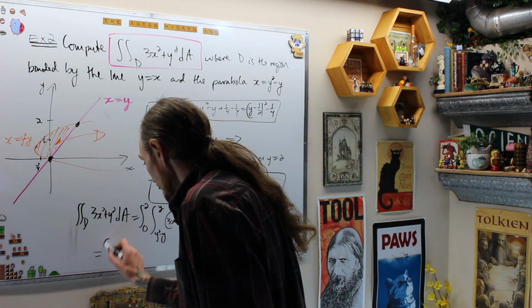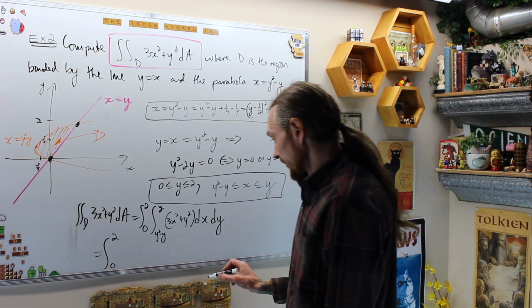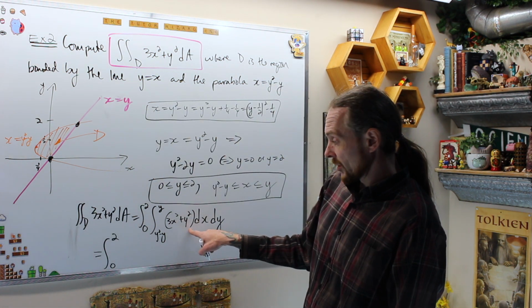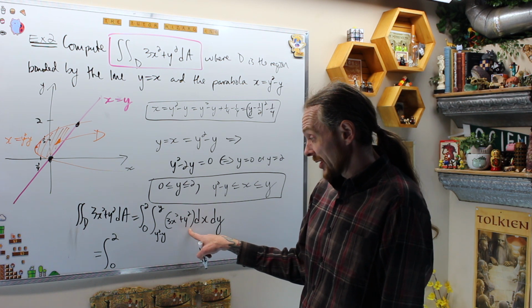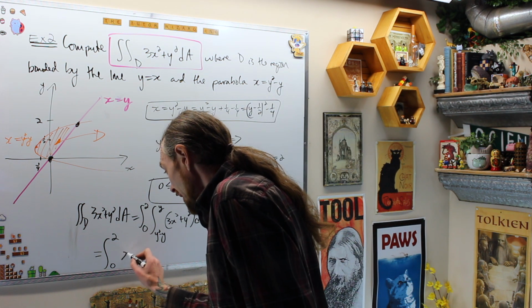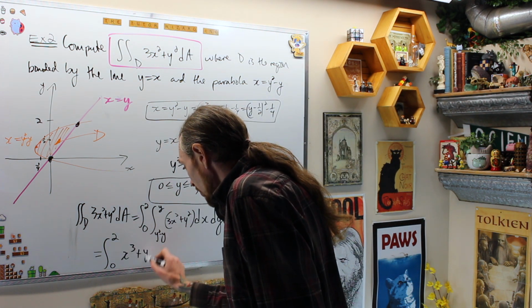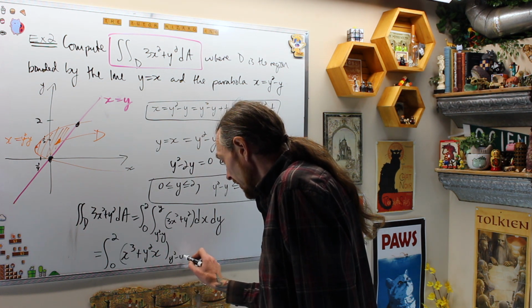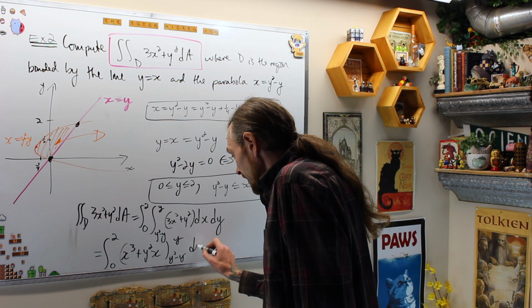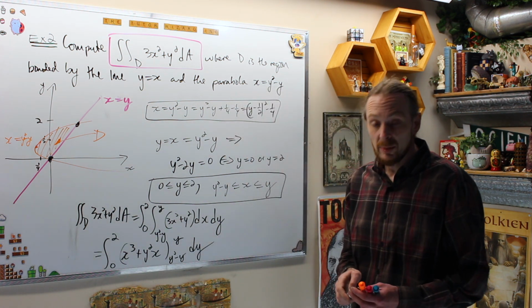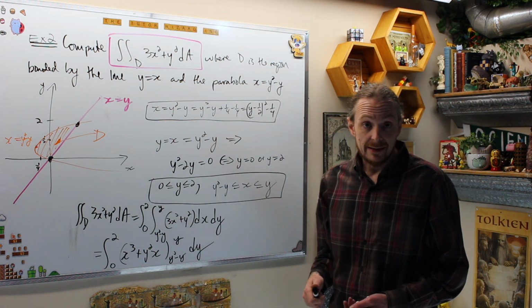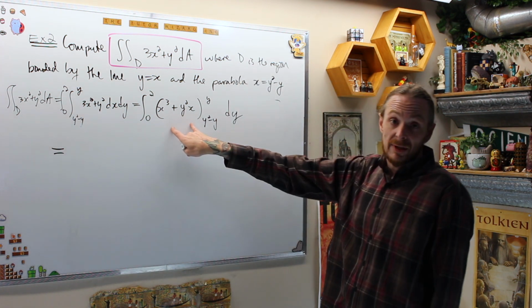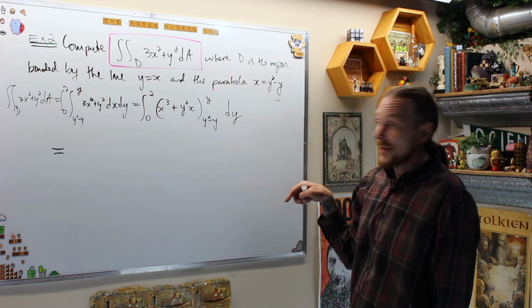That is going to equal the integral from 0 to 2 of, we're holding y constant and computing with respect to x. That's going to give me x cubed plus y squared x, evaluated from y squared minus y to y dy. Once I put those in there, we'll have no more x's left. This is equal to, now I use the fundamental theorem of calculus part 2 and I evaluate these.